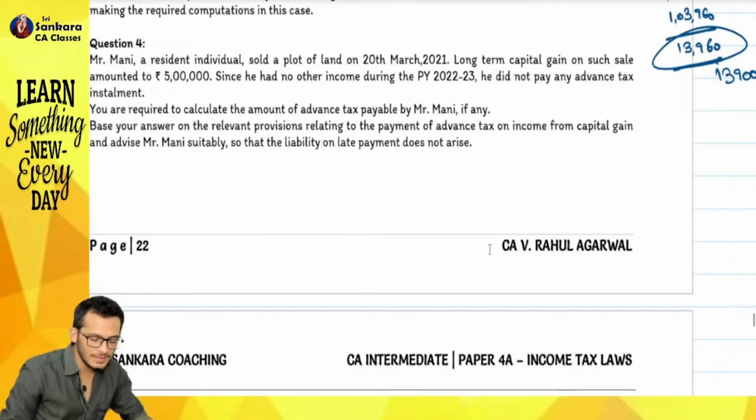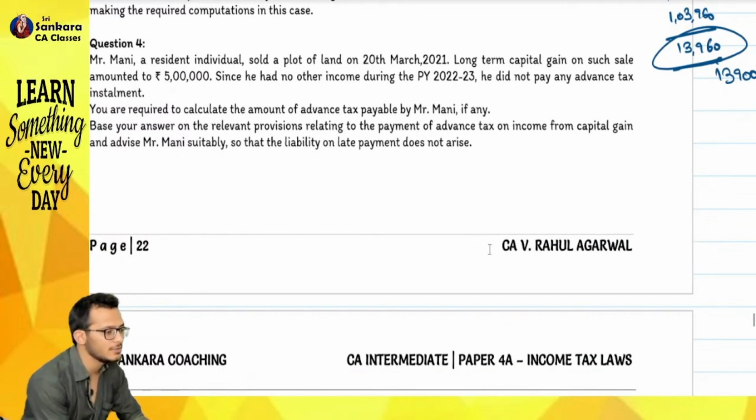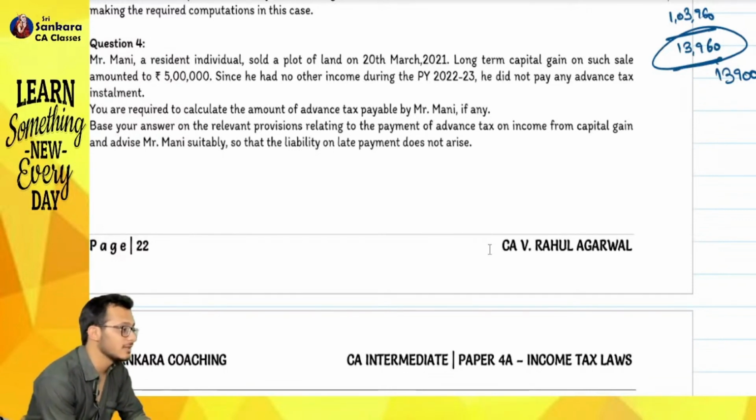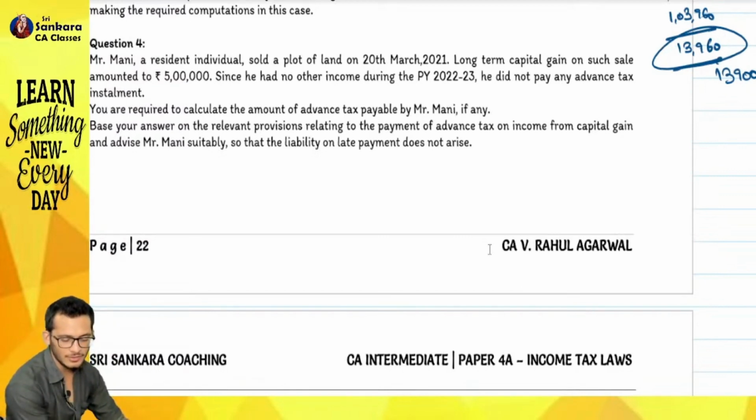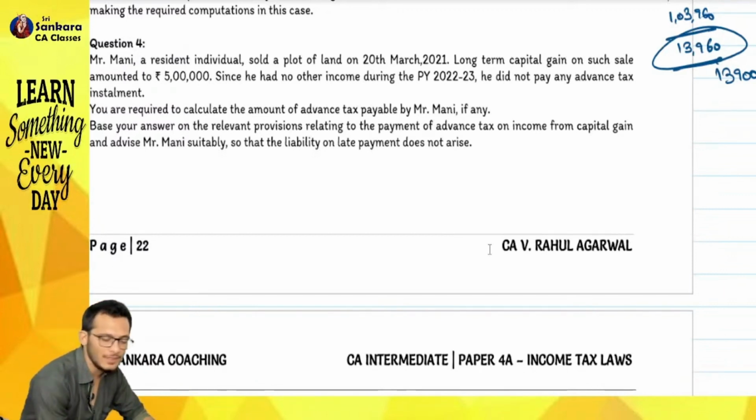Mr. Money, a resident individual, sold a plot of land on 20th March 2021. Long-term capital gains on such plot is given as 5 lakh rupees. Since he had no other income during the previous year, he did not pay any advance tax installment. You are required to calculate the amount of advance tax payable by Mr. Money, if any. Base your answer on the relevant provisions relating to payment of advance tax on income from capital gains and advise Mr. Money suitably so that liability on late payment cannot arise.